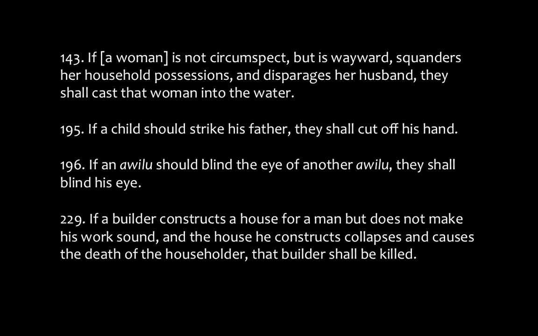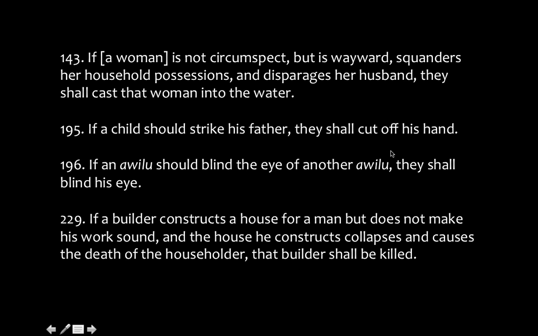Here's just a quick example of the kind of things that would have been in this law code. If a woman is not circumspect but is wayward, squanders her household possessions, and disparages her husband, they shall cast that woman into the water. If a child should strike his father, they shall cut off his hand. If an Awilu should blind the eye of another Awilu, they shall blind his eye. And this is a class of a person. There were some harsher penalties. So this is sort of like a lower to middle class person.